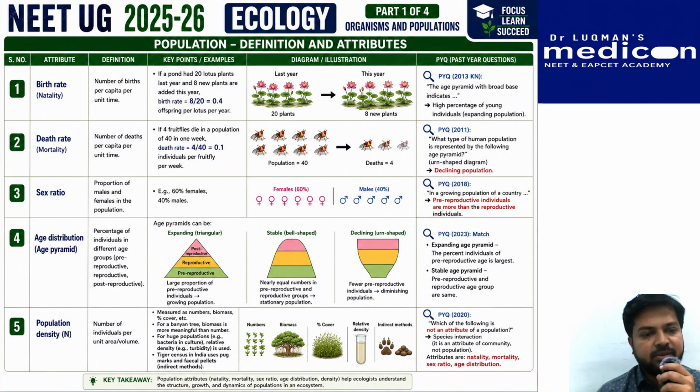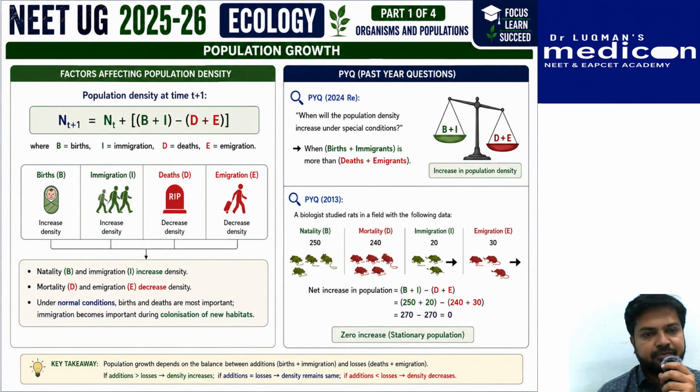So moving forward, factors affecting the population density. This formula is important. Most of the time, the previous year questions were directly about the formula, or asking for one variable of that formula, or giving a number and asking for the answer as a simple maths numerical problem.